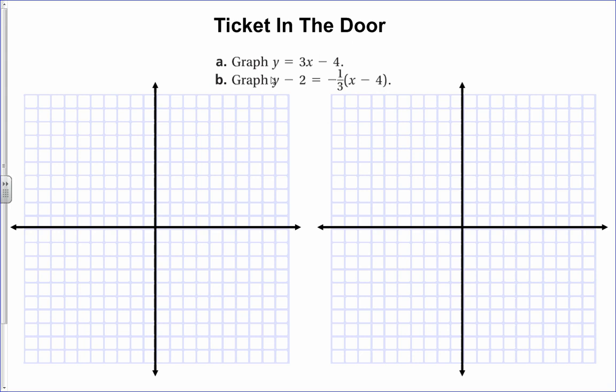I want you to graph the line y equals 3x minus 4. Graph that one over here. Make this graph A if you're printing this out. And then make this graph B over here. Then also graph y minus 2 equals negative 1/3 times x minus 4. Make sure you have this ready when you come in the room tomorrow.